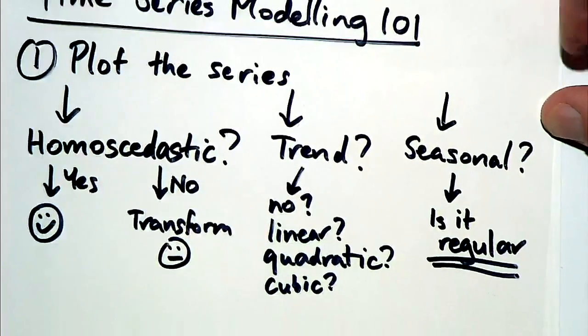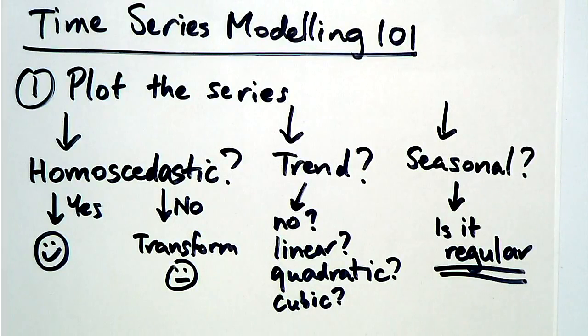For it to be seasonal, it has to be regular. That means if it's quarterly data, every 4 times, boom, boom, boom, boom. And then again, boom, boom, boom, boom. And then again. That's the nature of regular. Regular means every 4th time. Oh my God, it's summer again. You know how that works.